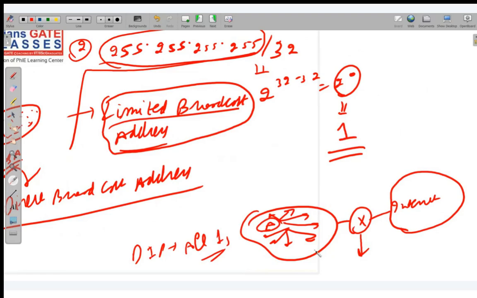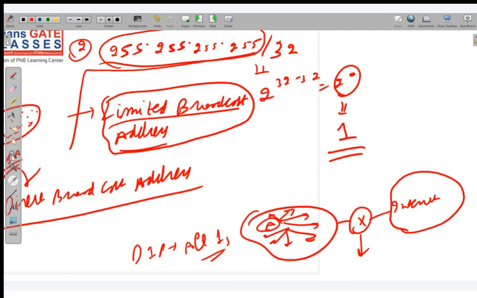So you can write one line. This address is used to broadcast IP datagram in your own LAN. Done? Wrote it, sir. Okay, note that down. You have written that point also: whenever DIP is all ones, then the router will drop the packet.